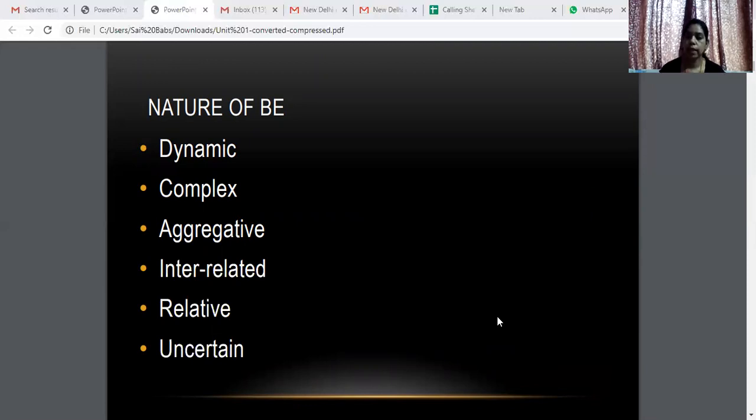And it is aggregative. It is aggregate means it is a sum total of so many types of environment, social environment, cultural environment, political environment. So it is aggregated and it is interrelated. Means every environment is interrelated. Micro environment is related to macro, macro is related to micro. So every environment is interrelated and it is relative and uncertain. So this is the basic nature of business environment.